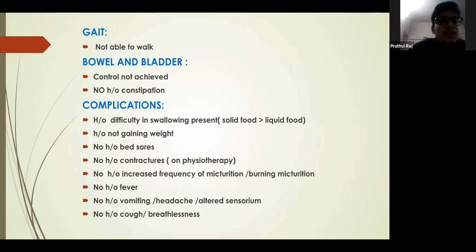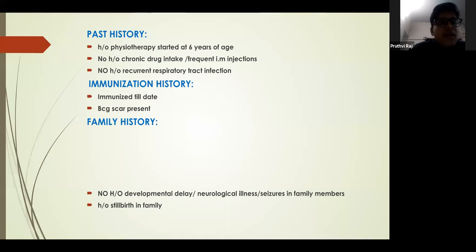Complications history: history of difficulty in swallowing present, more towards solid food than liquid food. History of not gaining weight properly, no history of blood in stools, no history of convulsions, no history of increased frequency of micturition and burning micturition, no history of fever, no history of vomiting, headache, altered sensorium, no history of cough and breathlessness. Past history: history of physiotherapy started at 6 years of age, no history of chronic drug intake or frequent IM injections, no history of recurrent respiratory tract infections.